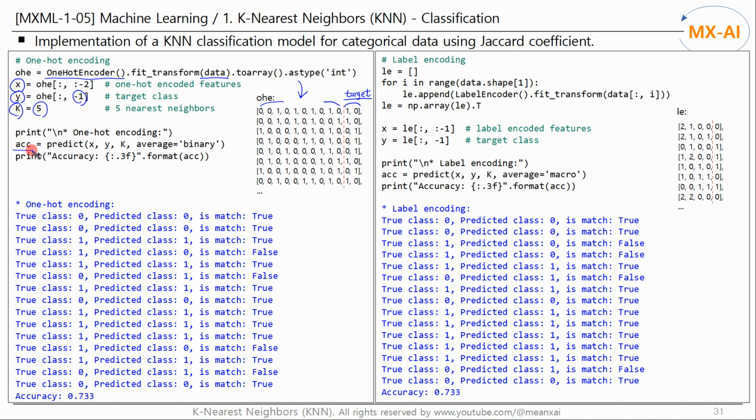We measure the accuracy by calling the predict function we just wrote on the previous page. Since we used one-hot encoding, we pass binary to the argument average of the function Jaccard score inside the function predict. The results are as follows. If we use the first instance as a test data point, the true class is 0, and the predicted class is also 0, so they match. The results for the remaining instances are as follows. 11 out of 15 are true, so the accuracy is 73.3%.